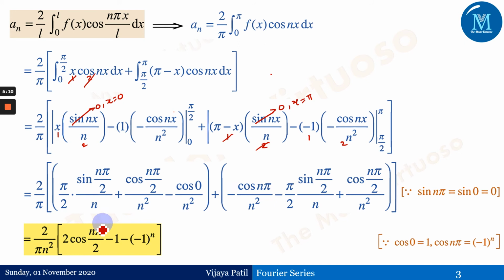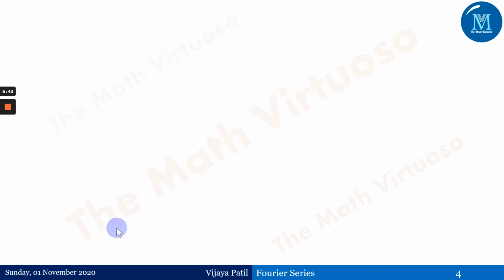Now if you observe, we do not get any sine term here, because pi by 2 sine n pi by 2 by n, and here it is minus pi by 2 sine n pi by 2 by n. So this is plus, and this is minus, and they cancel each other, right? And similarly, cos of n pi is minus 1 to the power n, and this cos of n pi by 2 divided by n square, and the cos of 0 upon n square will give me this term. So this is what we have got as the value of an.